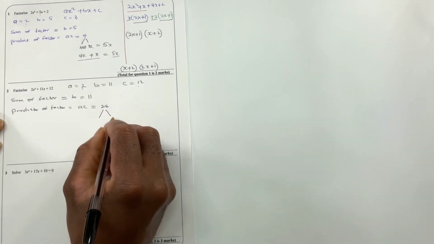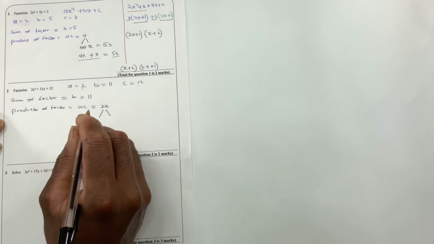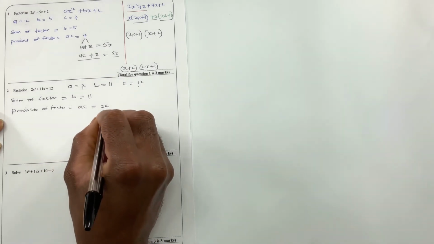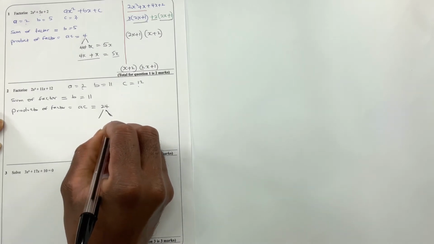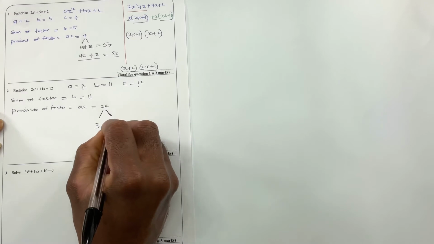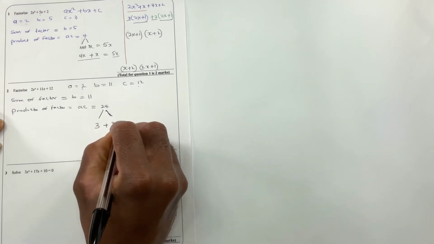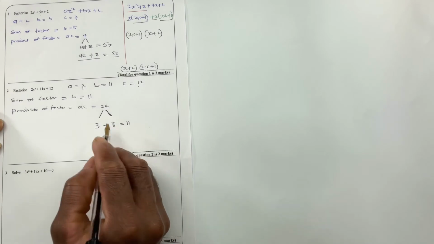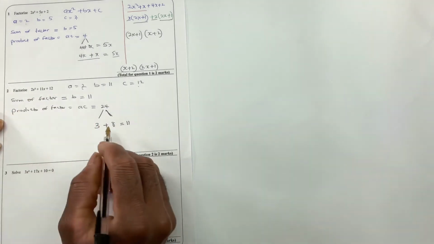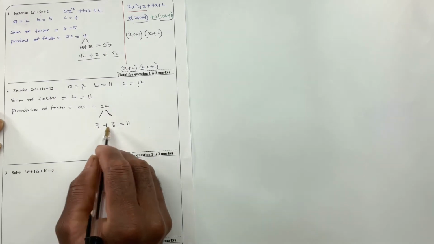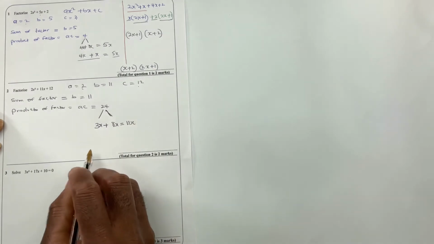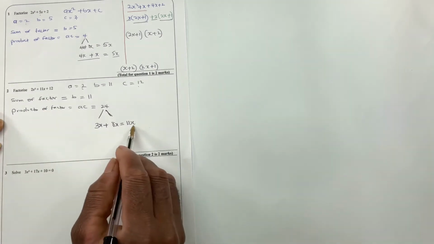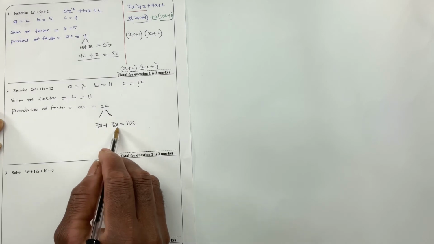And now I'm looking for two numbers. When I multiply them together, I get 24. When I add them together, I get 11. Well, the factors of 24 are 2 and 12, 3 and 8. So I'm going to go for 3 and 8. I put plus there, I get 11. Now because I'm dealing with x, if I multiply them, I get 24, and if I add them, I get 11. If I put x here, I have to put x there. I replace 11x with 3x plus 8x.